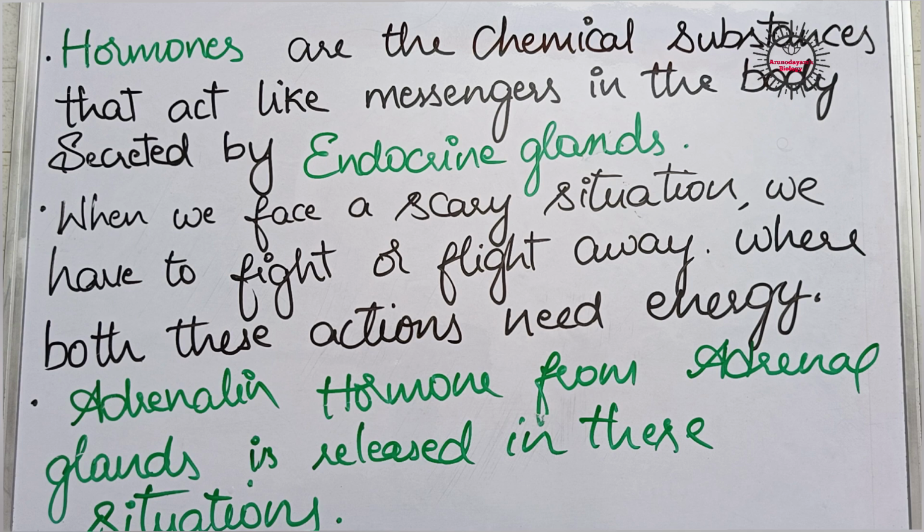For example, liver. Liver is an example of an exocrine gland. Why? Because it has a duct called the bile duct. Do you remember? We have studied about it in the nutrition topic, isn't it? So the liver produces bile juice, and it is released into the duodenum through the bile duct, isn't it? So those glands which have ducts to release their secretions to the target organs are called exocrine glands.